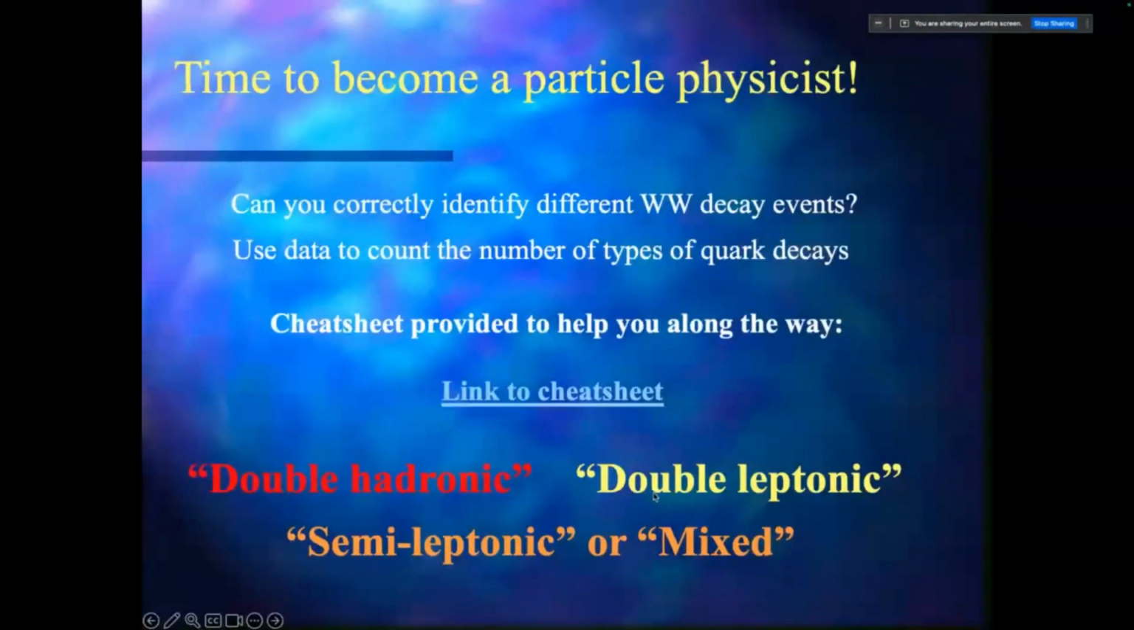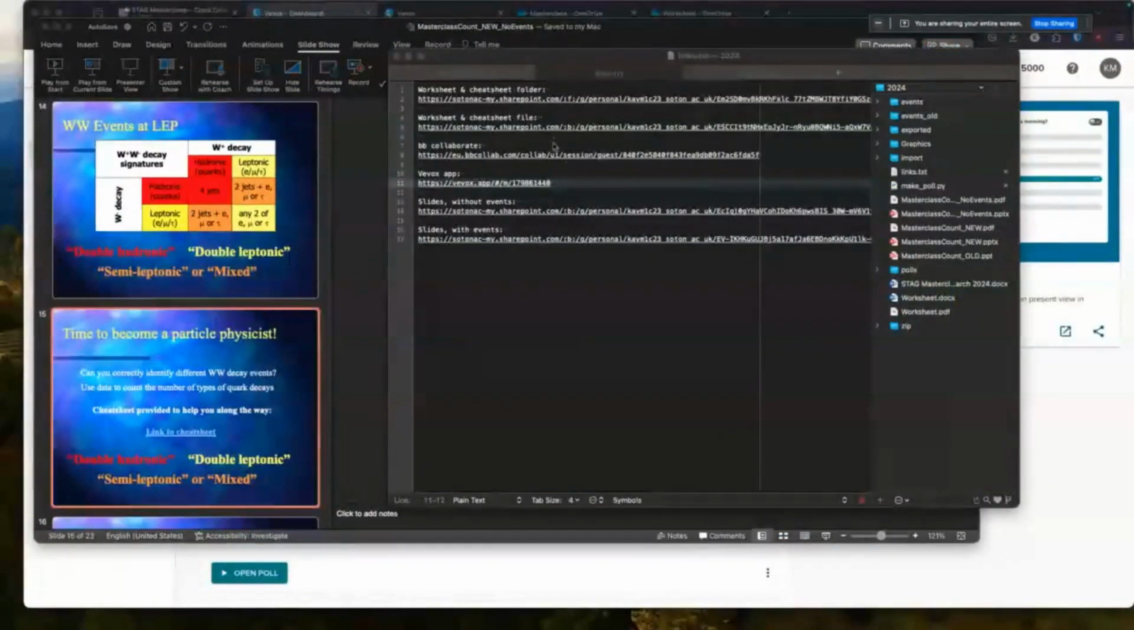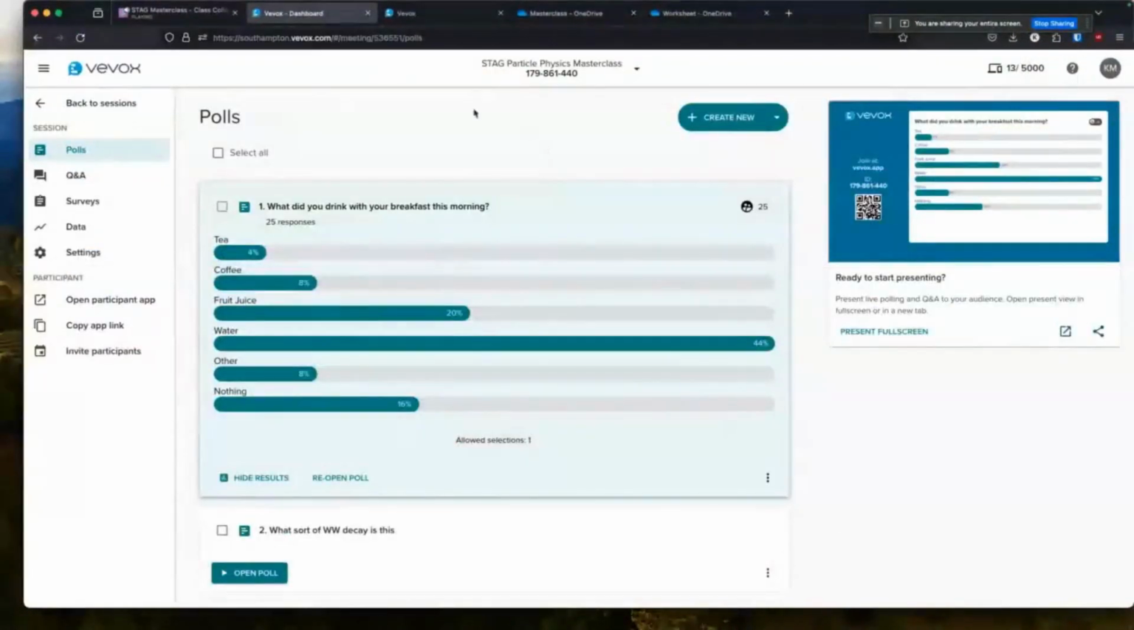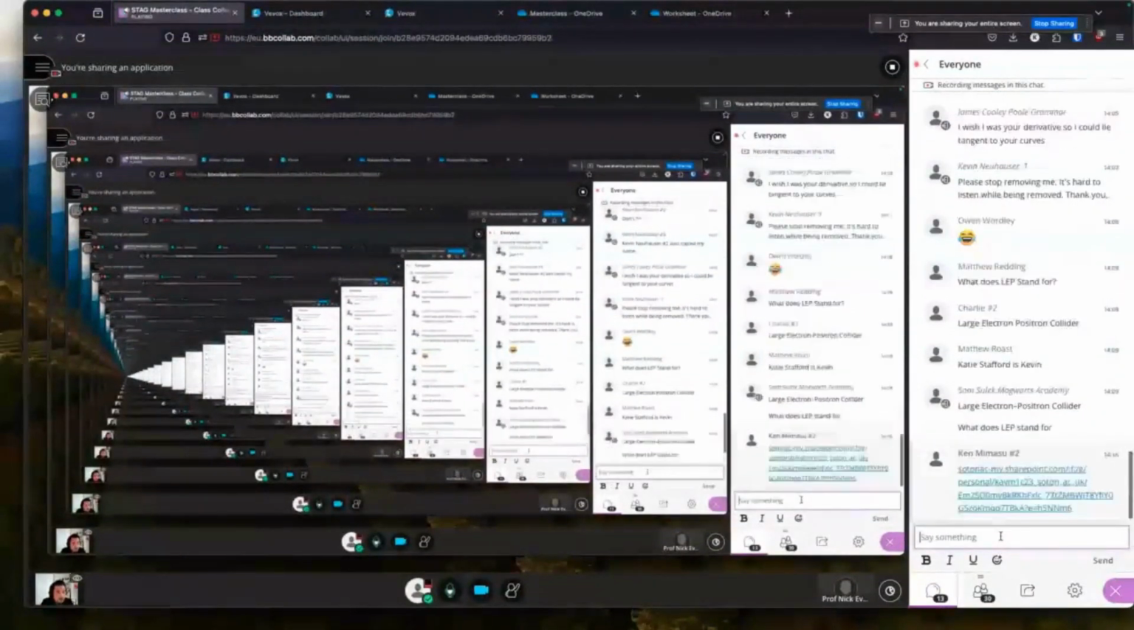Okay. So now it's time for us to actually become a particle physicist and see if we can correctly identify these different WW decay events. So we're going to use some actual events from the LEP detector and try and count the number of types of decays. And so, of course, there's a fair amount of information to take on there. So what we have done is produced somewhat of a summary / cheat sheet that you can maybe refer to while you actually go through the exercise.